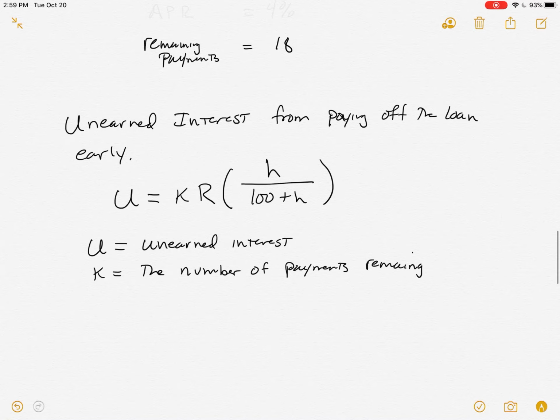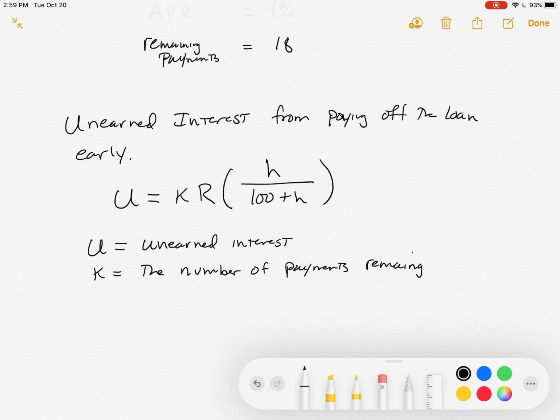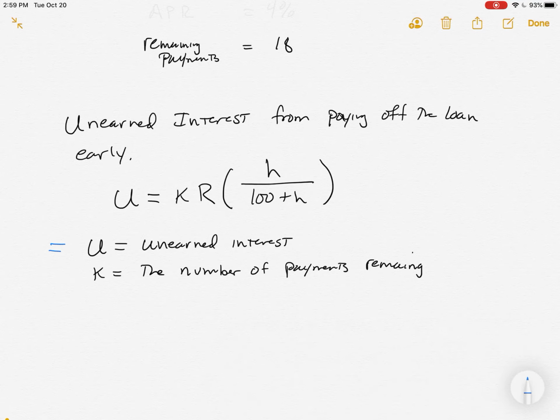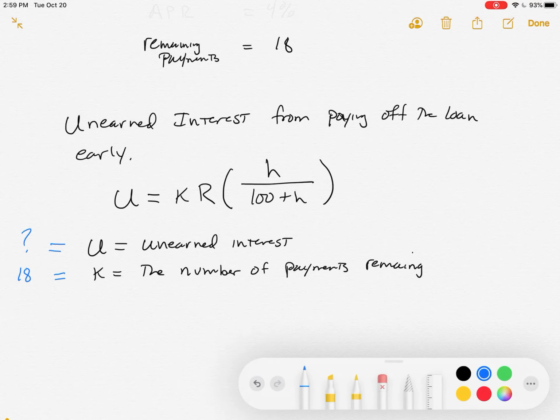So over here on the right-hand side, I'm going to put in blue what it is for our problem. We don't know the unearned interest. That's what they're asking us to find. K, we know what that is. We have 18 months to pay off this loan.